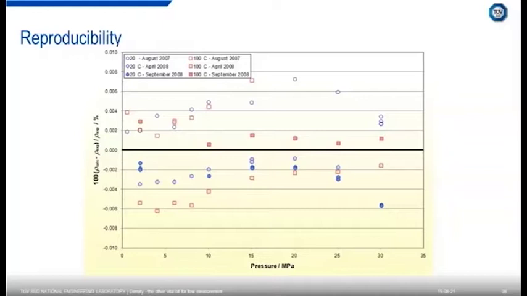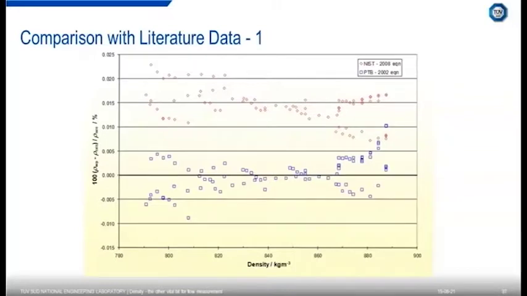So very, very good reproducibility. That's fine, but how does it compare with literature data? Because we could have a systematic error in there. So here I've compared our data with 2 other sets of data from other national standards laboratories, from PTB in Germany and from NIST in the US.